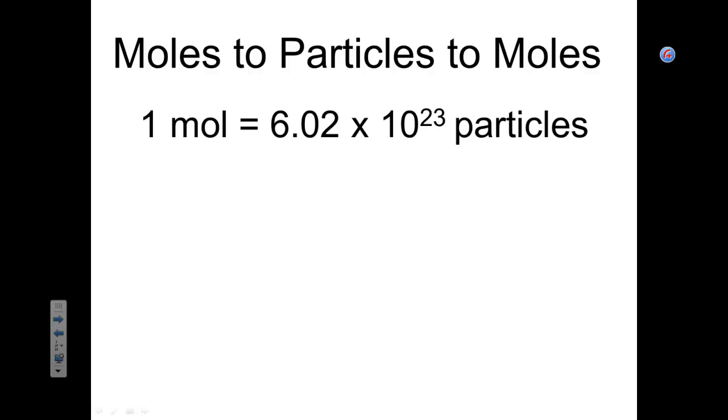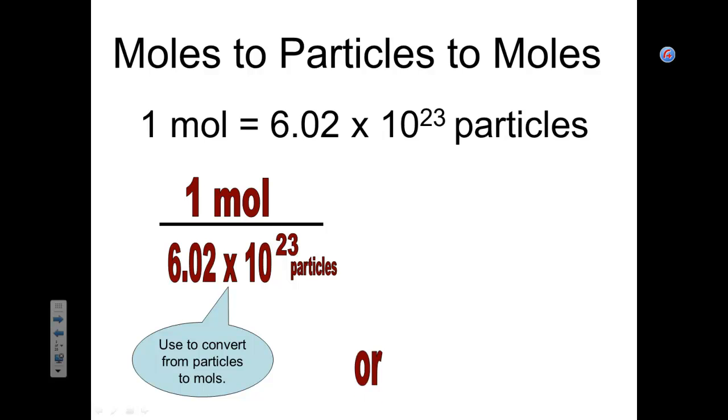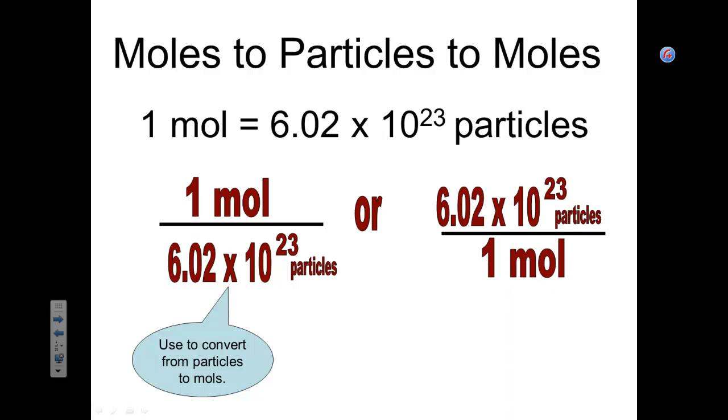Let's look at how to convert from moles to particles or particles to moles. In order to do that, we need conversion factors. In order to write conversion factors, we need to know what's equal to what. In this case, 1 mole is 6 times 10 to the 23rd atoms or molecules. That gives us a conversion factor of 1 mole over 6 times 10 to the 23rd particles, which would be useful for converting from particles to moles, or 6 times 10 to the 23rd particles per mole, which would be useful for converting from moles to particles, such as atoms or molecules.